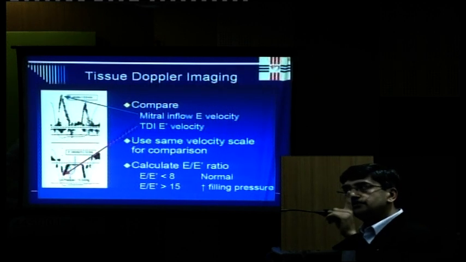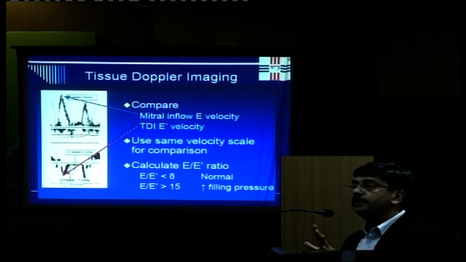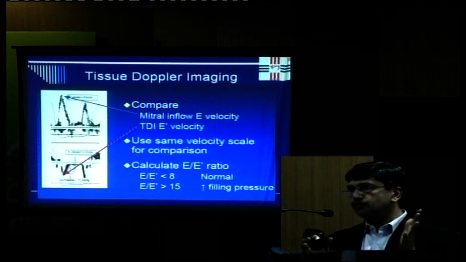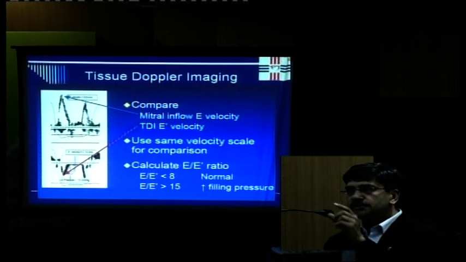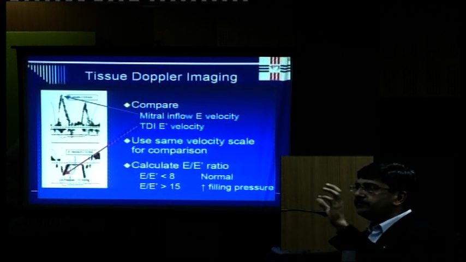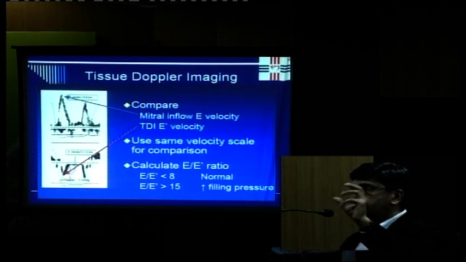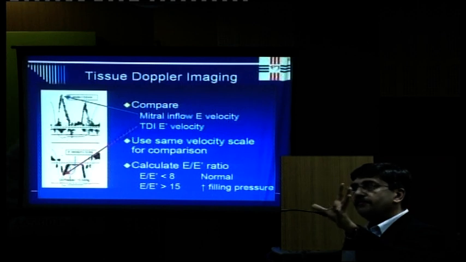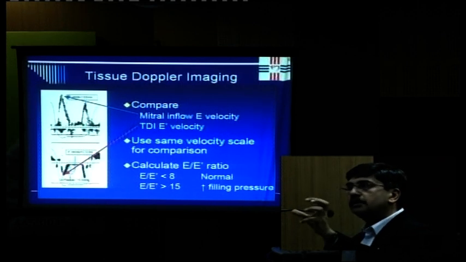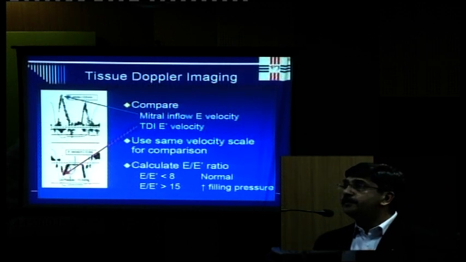And this gives a very good indication of the pressure over there. If there is high pressure, the tissues would move less. If there is less pressure, tissues would move more. It is simple common sense that if there is more pressure in the LA or LV or RV or RA, the tissues would move less. If the heart is empty, the tissues would move more. So this is the principle of tissue Doppler imaging.